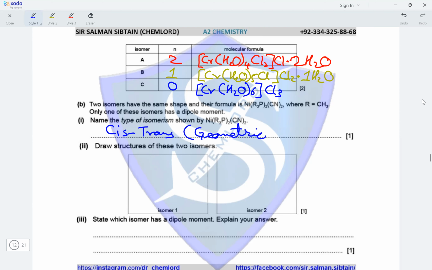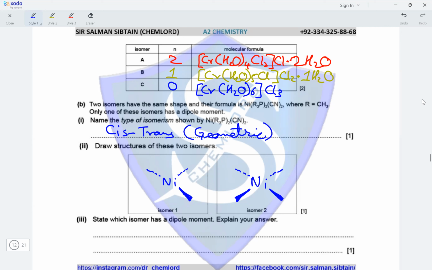and the isomers that will be formed would be cis-trans isomers of square planar complexes. So these are the positions of binding of ligands in a square planar complex, and we have two different types of monodentate ligands present that will bind to them.